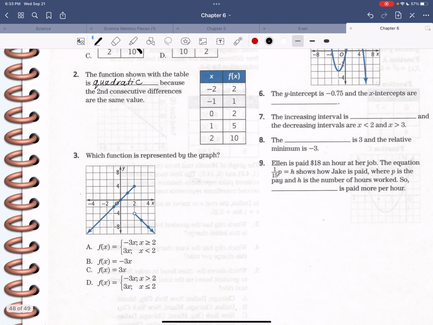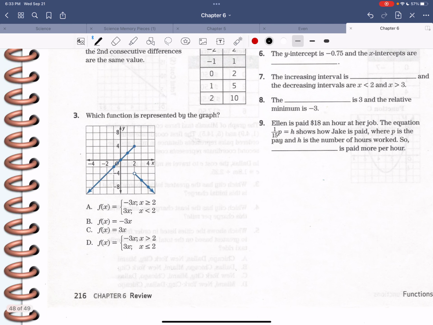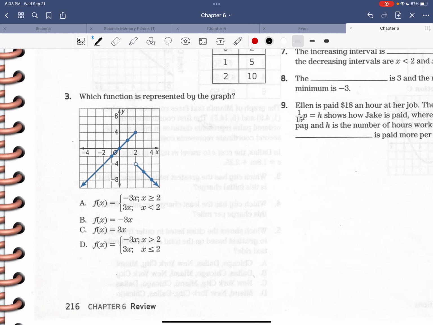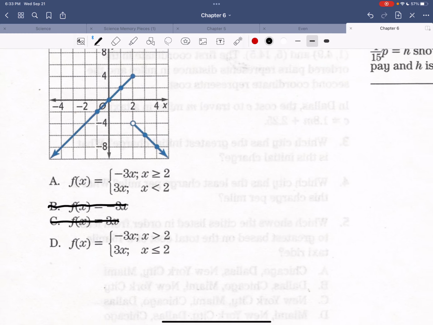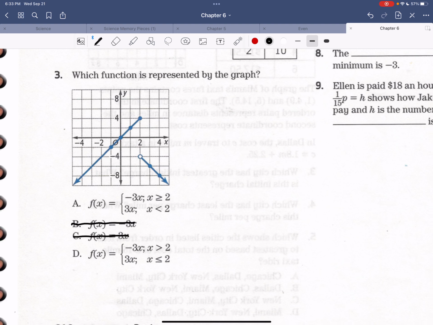Number 3, which function is represented by the graph? Well, I can eliminate B and C because they're not piecewise functions. And this graph has 2 different things going on, so we can eliminate those. It has to be A or D. And we will have to look at the graph to see what it would be.